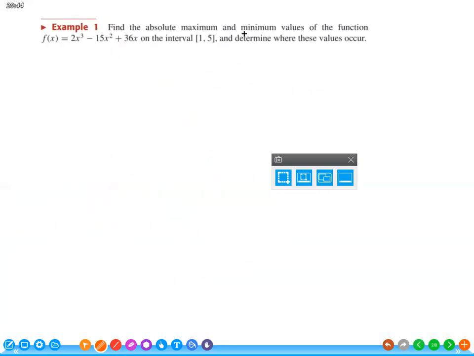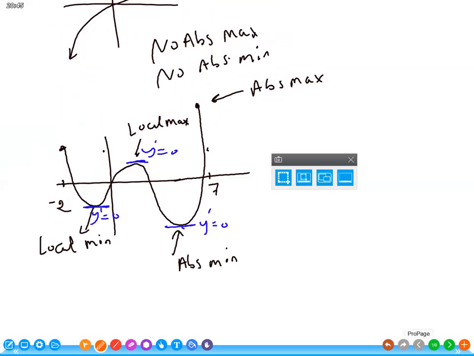Find the absolute maximum and absolute minimum of the function on the closed interval from 1 to 5. Before that, you must know that when we have a closed interval, you must have an absolute maximum and an absolute minimum. It will be either at the end point of the interval or at the critical point.